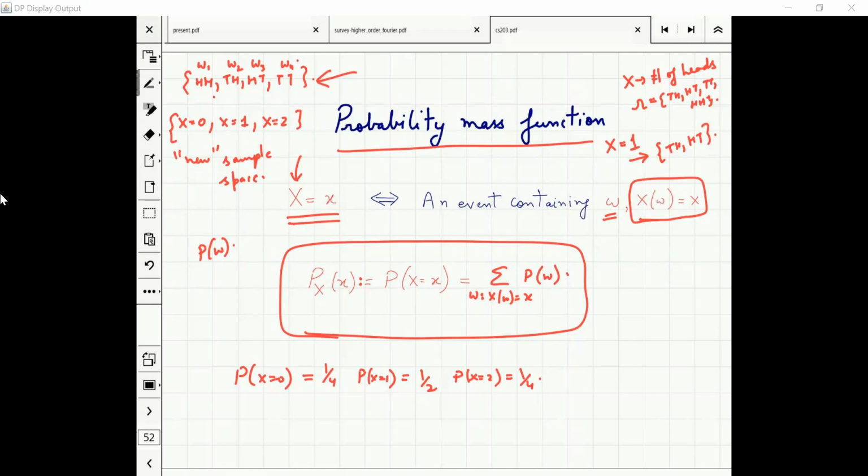One question here: when you have written the definition for capital X equal to small x, it implies an event containing omega, but it would be a collection of all the outcomes, right? For which X of omega is equal to small x. Does that clarify the confusion? Yes, sir. So it should be an event which contains all the omegas such that X(omega) is equal to x. Mathematically, all omegas such that X(omega) is equal to x.